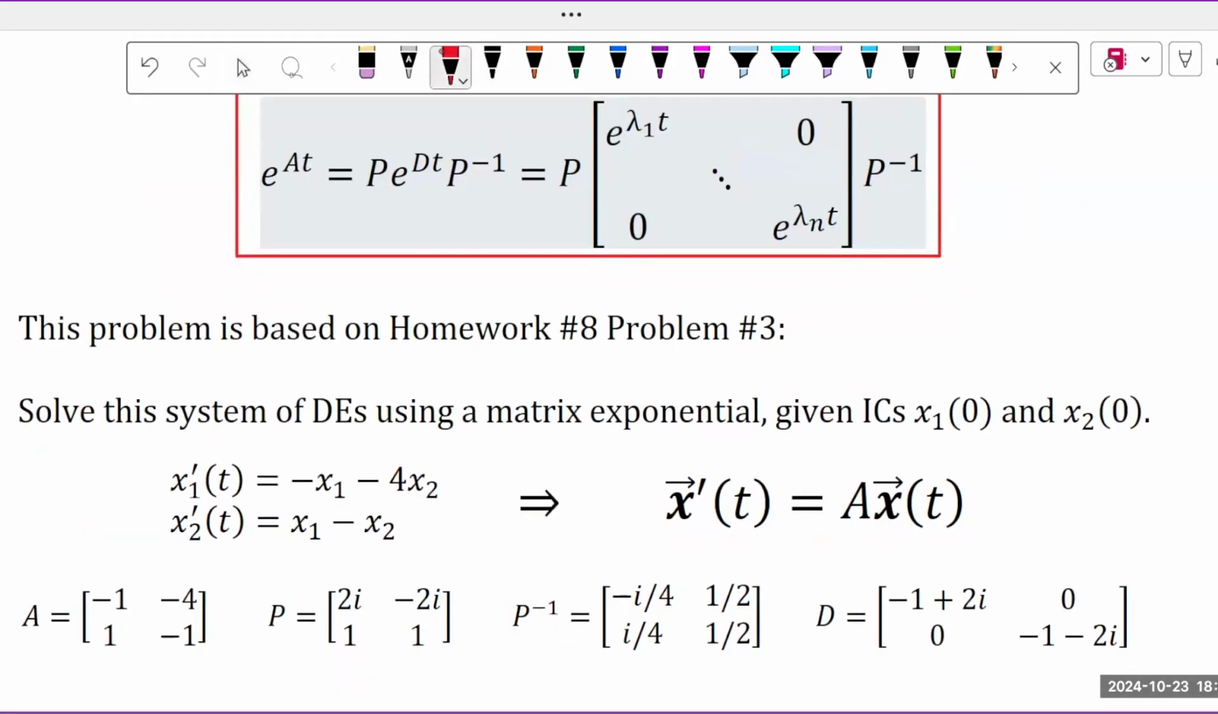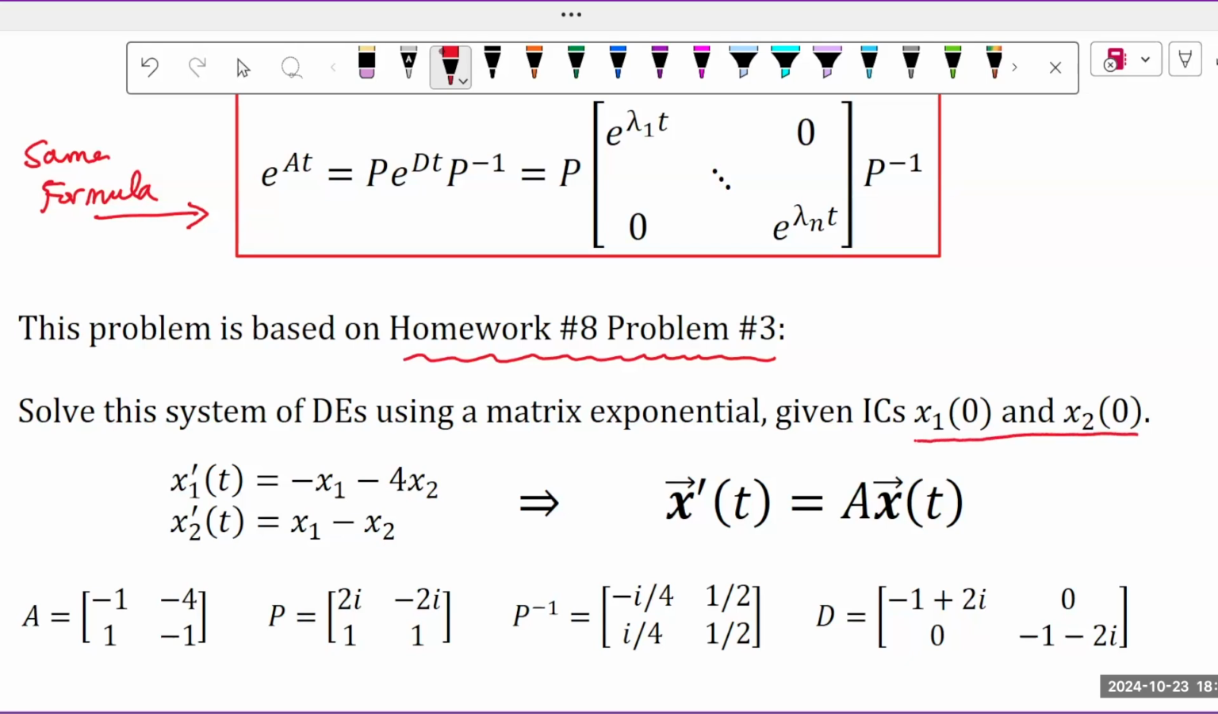All right, here we have the same formula as before, just for reference. And this time I'm going to look at a problem that is based on your homework 8 problem number 3. Let's solve this system using the matrix exponential as well, given general initial conditions x1 at time 0 and x2 at time 0. So this system here can be written in matrix vector format, where A is given by the coefficients -1, -4, 1, -1.